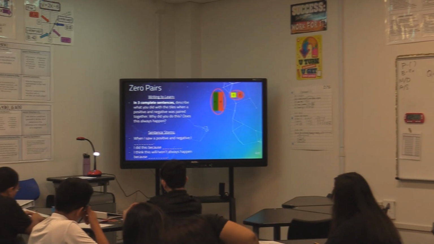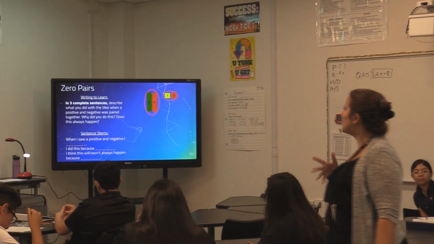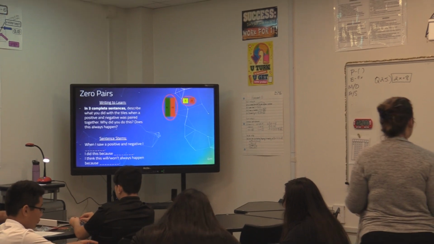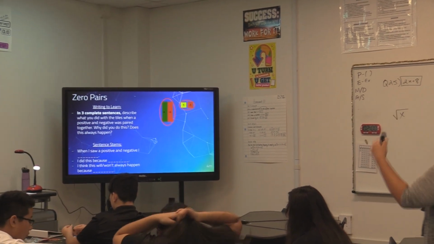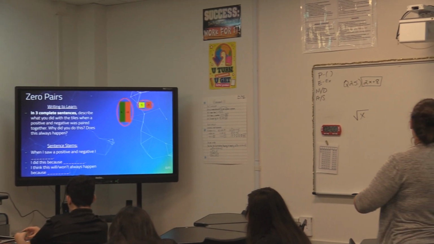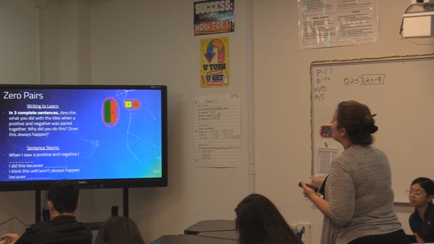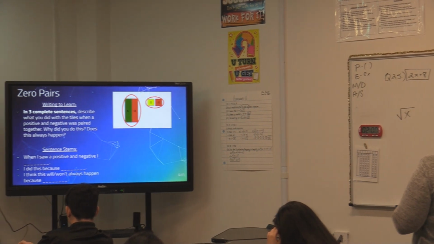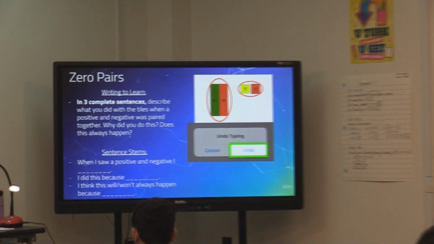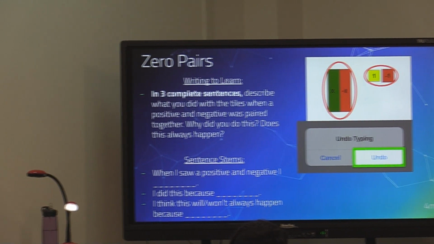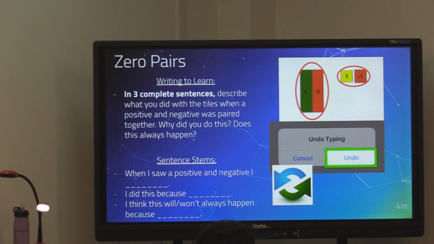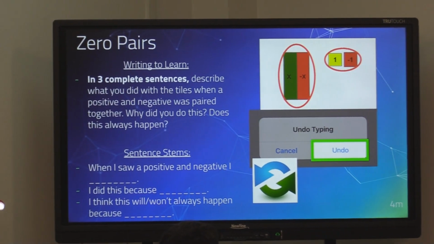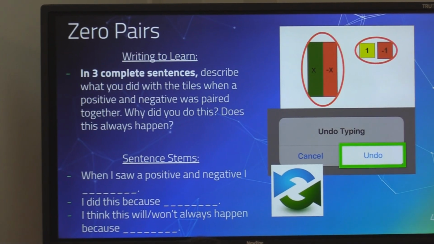Describe what you did with the tiles. When a positive and negative was paired, why did you do this? Does this always happen? I want you to think back to that article we just read about the doing and undoing of math, right? So when we have a positive and negative together, we took them away. Another way to think about it is like when you're typing, right? How do you undo something? What does that mean? Or I think about like a balance to the world, right? So those are just some images that make me think about zero pair.